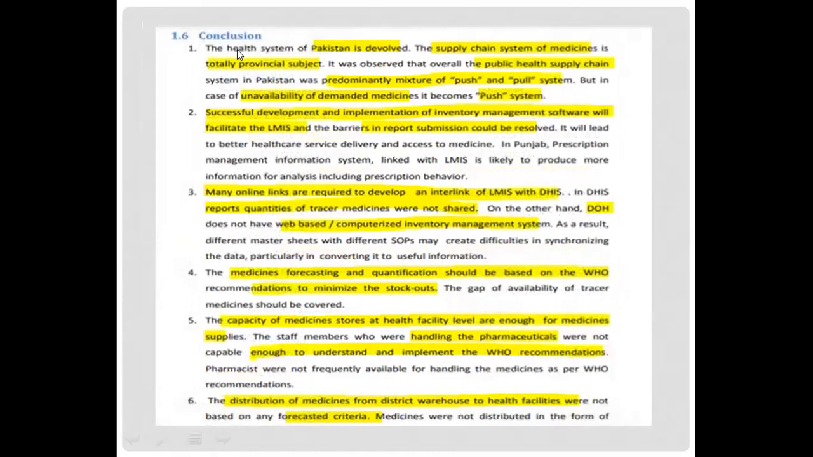According to this assessment, the conclusion is that the system of Pakistan is dissolved, and the supply chain of medicine is totally provisional. It was observed that the overall public health supply chain system was predominantly a mixture of push and pull system, but in case of unavailability of the demanded item, it is a push system. Successful implementation of management software will facilitate this, and many online links are required to develop the interlink of LMIS with DHS. But the medicine forecasting and quantification should be based on WHO recommendation, which does not exist, and the capacity of medicine stored at health facility levels is enough for medicine supplies.